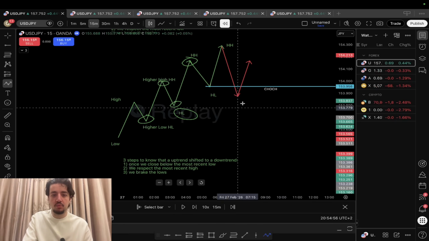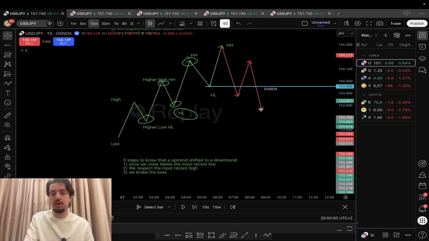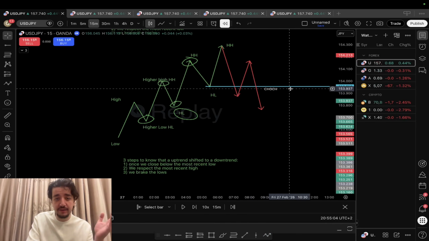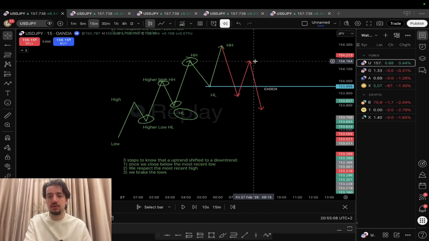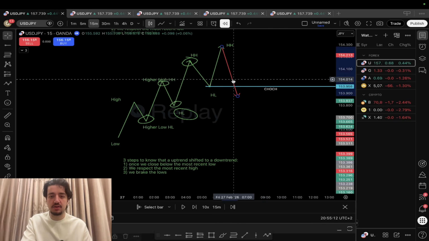Third step, we break the lows. Boom. Are we now in an official downtrend? Yes, we are. Are we confident enough to say we're in a downtrend? Yes, we are. Why? Because now we have a high, low, lower high, lower low. Now let me maybe draw it all at once so I can show it to you on the side.